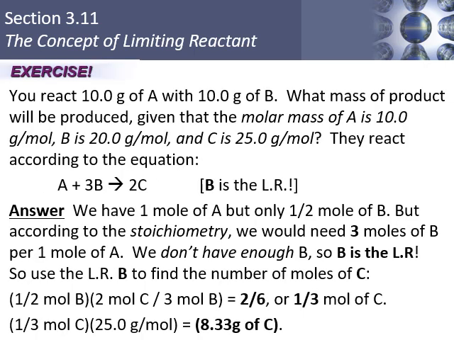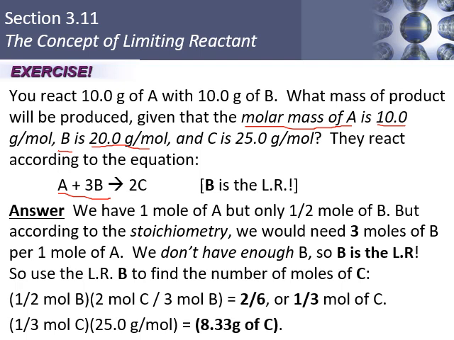Okay, so here they're telling us the answers to those questions that we just asked. So they're saying, okay, here's the molar mass of A. It's 10 grams per mole. And the molar mass of B is 20 grams per mole. And the reaction is A plus 3B gives 2C. And they want to know how much of the C can we make.